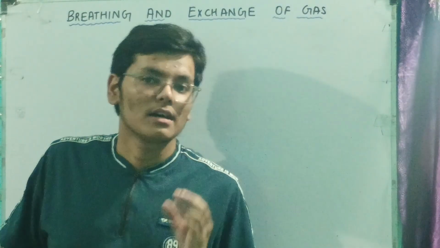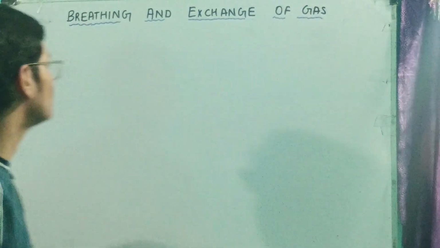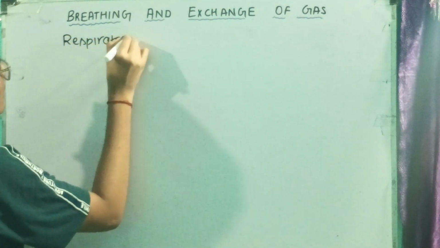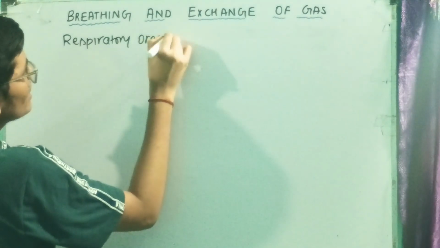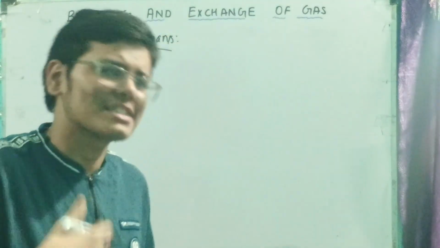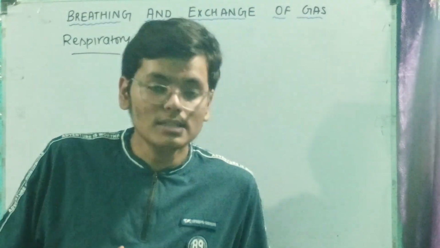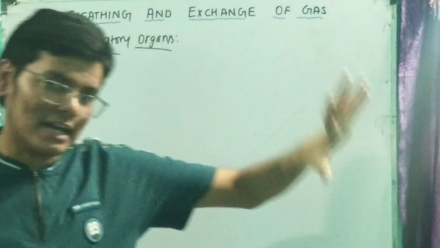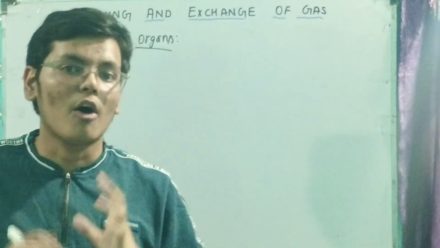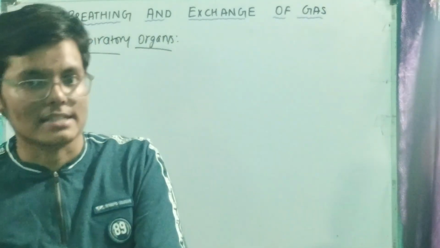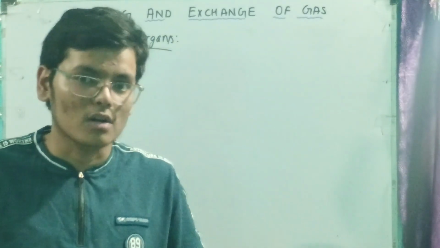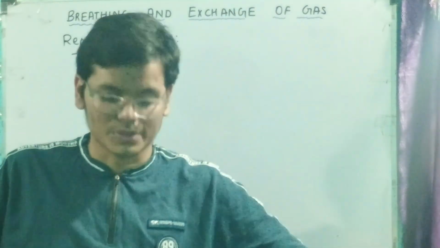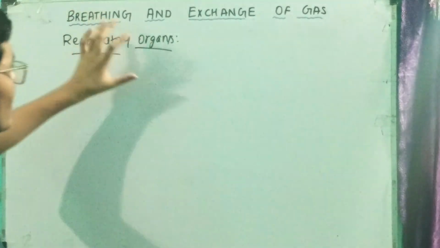So now let us learn about some respiratory organs. Now what are respiratory organs? Respiratory organs are the organs specialized in some organisms, or the organs which help in the breathing process. From the name we have learned breathing and exchange of gases. We now know the meaning of breathing and the meaning of exchange of gases. Why do we do breathing? To take in the oxygen. Why do we do exchange of gases? So that the oxygen reaches the tissues. Now let us see what the respiratory organs are.